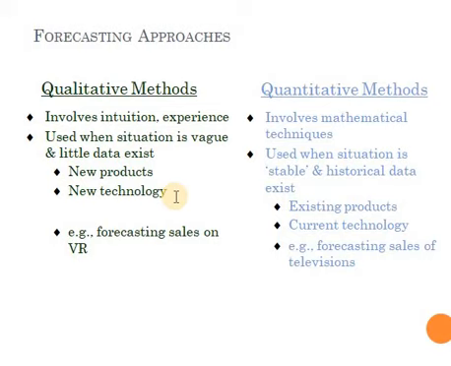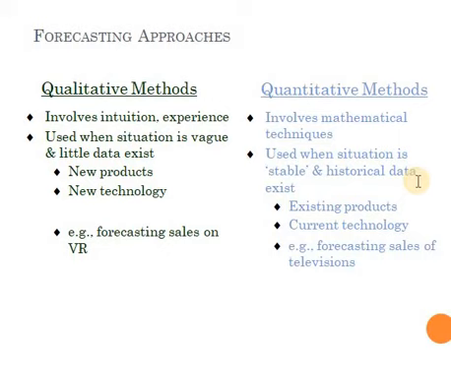It's not clear whether the customers will like this new product, will they buy it or not. Such as when they were manufacturing the VR technology, they had little information about the forecast. So this was done using the qualitative method. With respect to the quantitative, it involves mathematical equations and models, and we can use it when the situation is stable and we have enough historical and past data.